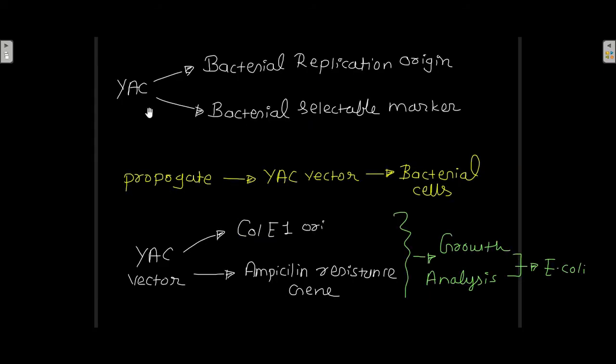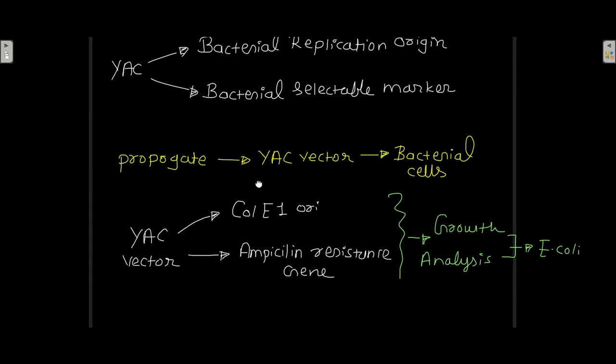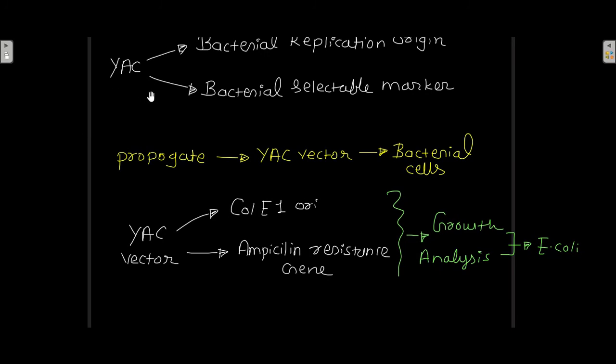Now this YAC also contains a bacterial replication origin as well as bacterial selectable markers. So YAC is able to propagate in bacterial cells because of the presence of this ColE1 ori and the ampicillin resistance gene.